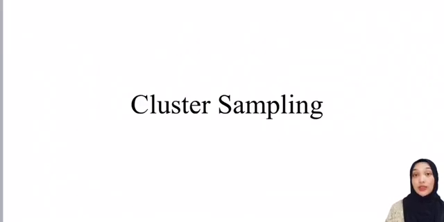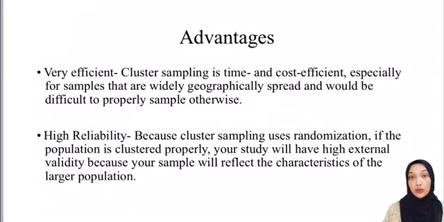The next one is the advantages of cluster sampling. The first one is that it is very efficient. It is time and cost efficient, especially for samples that are widely geographically spread and would be difficult to properly sample otherwise. The second one is high reliability because cluster sampling uses randomization. If the population is clustered properly, your study will have high external validity because your sample will reflect the characteristics of the larger population.